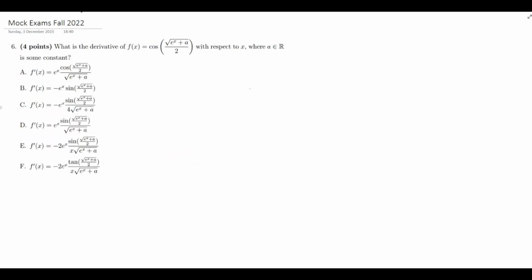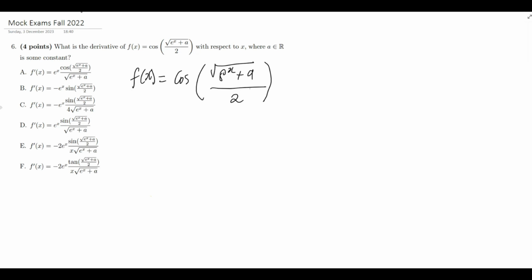Question 6 says: what is the derivative of the function f of x equal to the cos of the square root of e to the power x plus a, divided by 2? What is the derivative of this function with respect to x, where a belongs to the set of real numbers and is a constant?